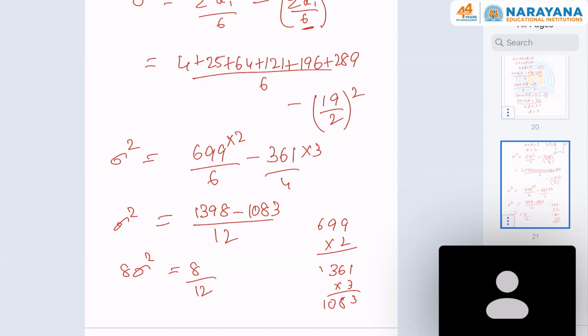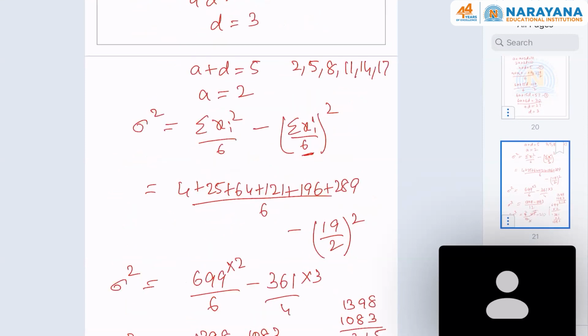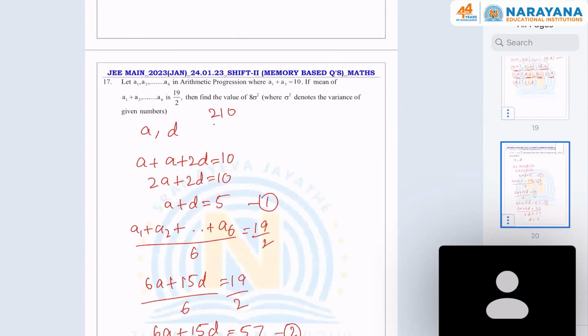So its value: 1398 minus 1083 is 315. So 315 is 4 twos, 4 threes, 3 105s. So the value is 210. So 210.